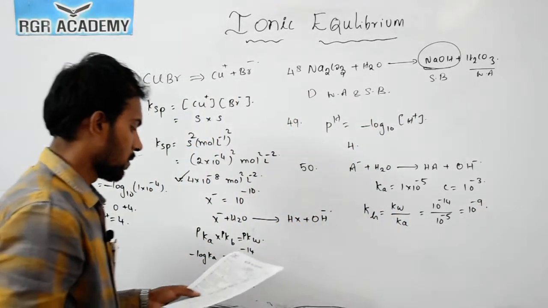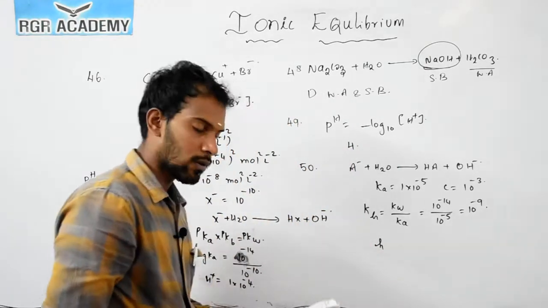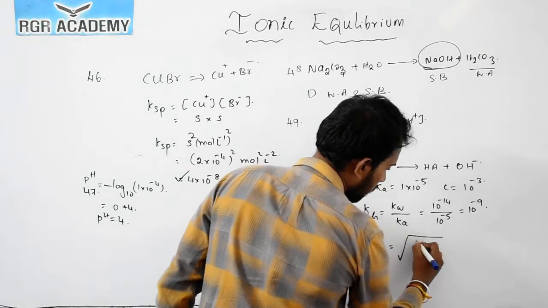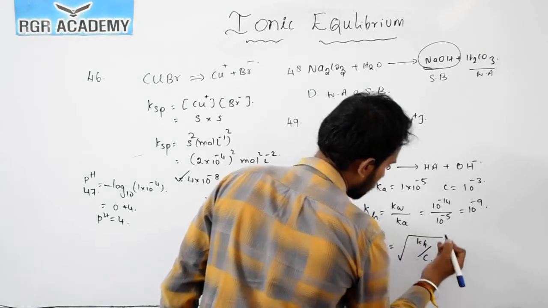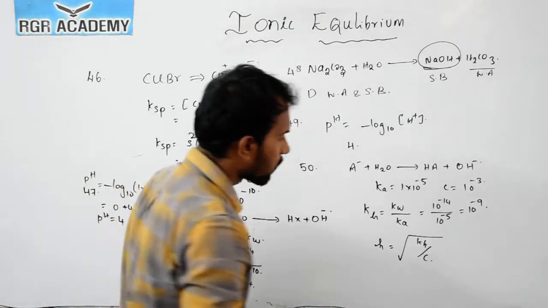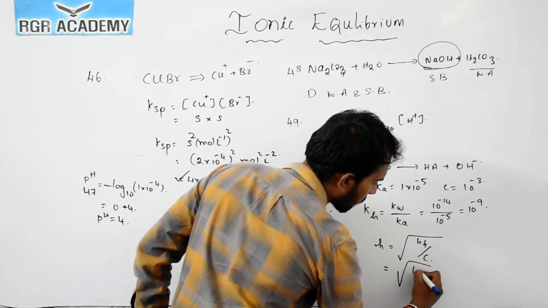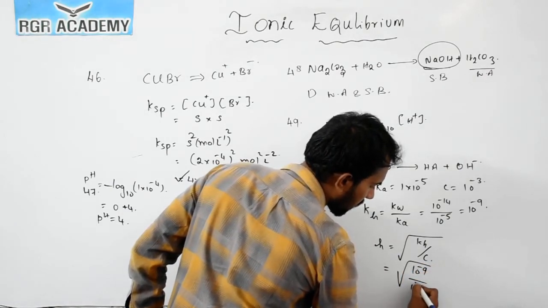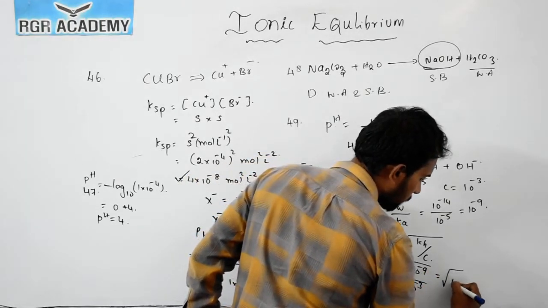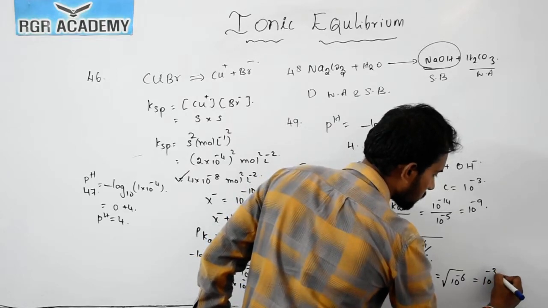Now, here it is hydrolysis constant. H is equal to square root of Kh by C. The formula is H is equal to square root of Kh by C. So what is Kh here? So H is equal to square root of 10 power minus 9 divided by 10 power minus 3. So the value is square root of 10 power minus 6. So the H is equal to 10 power minus 3.